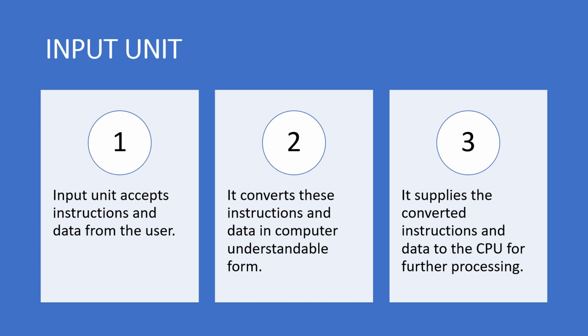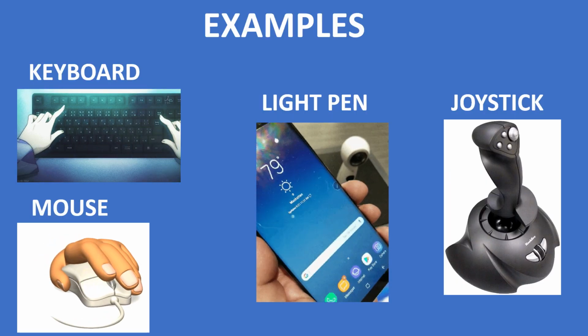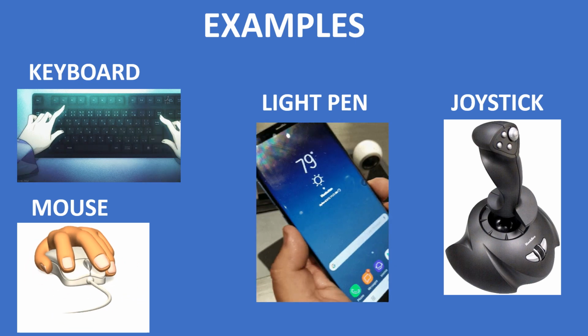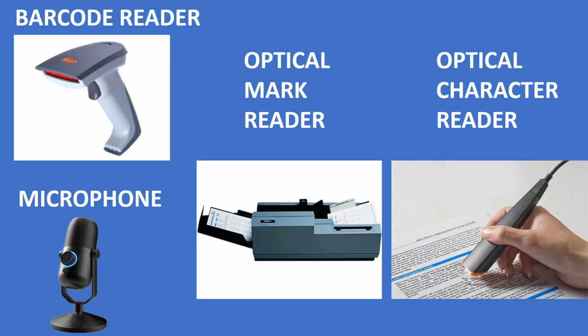Input unit. Input unit accepts instructions and data from the user. It converts these instructions and data into computer understandable form. It supplies the converted instructions and data to the CPU for further processing. Examples of input unit are keyboard, mouse, light pen, joystick, barcode reader, microphone, optical mark reader, optical character reader.